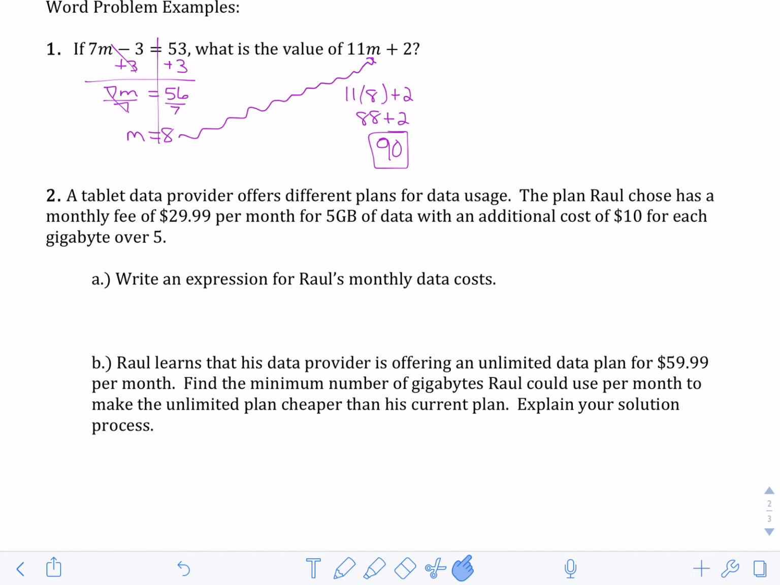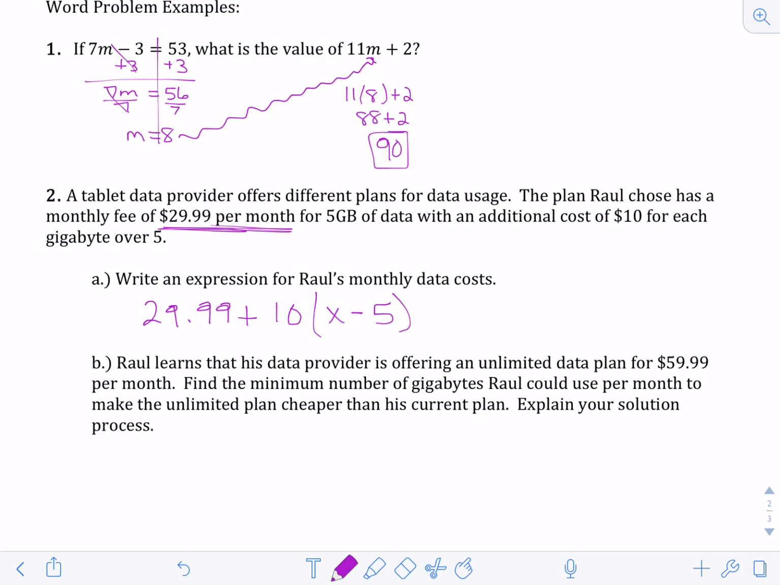Alright, so let's go ahead and start back with A. Write an expression, so that means there's going to be no equal sign for this guy's monthly data cost. So every month he has to pay, it tells you right here, he has to pay $29.99 per month. And that gives him his 5 gigabytes. Okay, so no matter what, you have to pay $29.99 per month. Okay, and you got to pay $10 every time you go over those 5 gigabytes. So X is going to represent how many gigabytes he goes through in a year. And I'm going to take away 5 because he gets 5 of those for free.